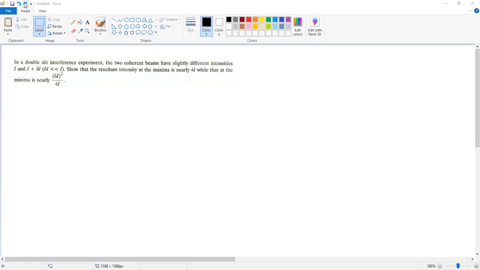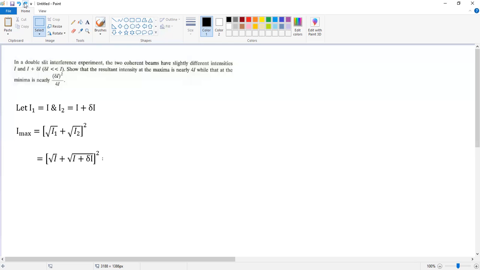We have an expression for maximum intensity and minimum intensity in terms of I1 and I2. Before that, let's assume I1 as I and I2 as I plus delta I. The maximum intensity formula is root I1 plus root I2 the whole square. Just substitute I1 as I, I2 as I plus delta I.